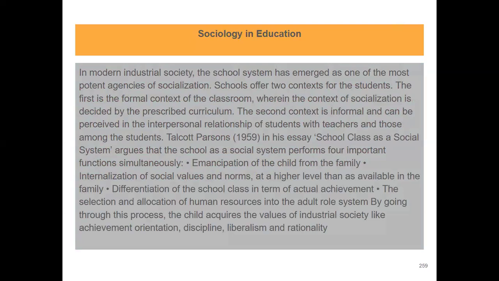In modern industrial society, the school system has emerged as one of the most potent agencies of socialization. It's a very good agency for socialization. Schools offer two contexts for students. What are they? The formal context of the classroom.